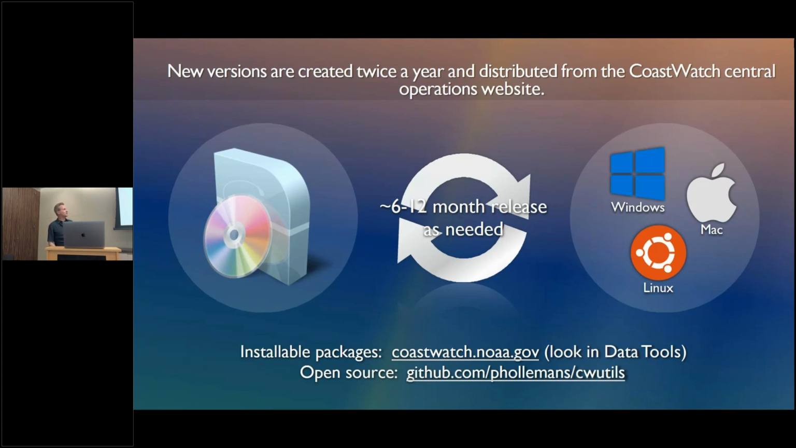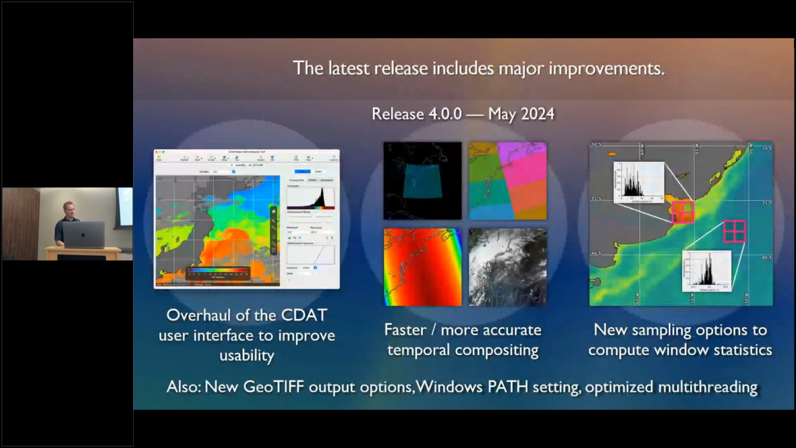The packages are available from the coastwatch.noaa.gov central operations website. The source code is available on GitHub. And you may be interested in what's in the latest release and why you might want to download it. As I said, we just posted it earlier in May, and so I'll give you some of the highlights.